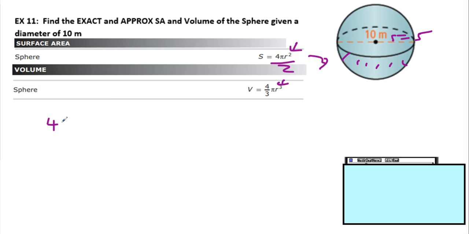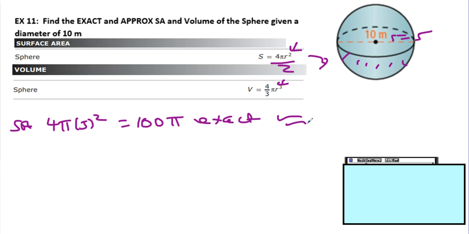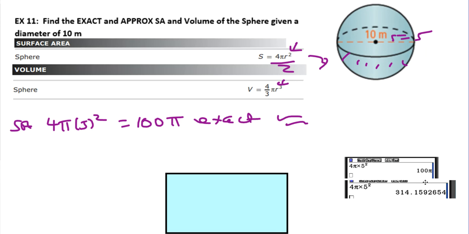So that's just going to be 4 pi 5 squared. That's 25 times 4, which is equal to 100 pi. This is exact, and this is surface area. So for the approximate, you're going to put this in the calculator, and I already did that. It's going to come out to be 314.159 meters squared.